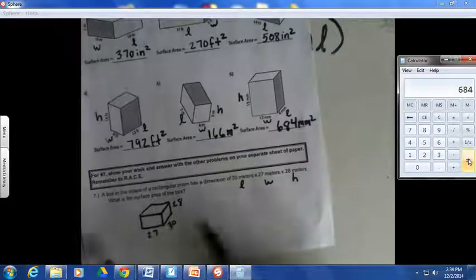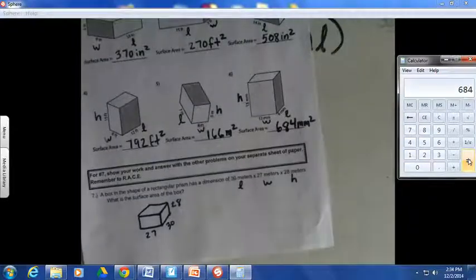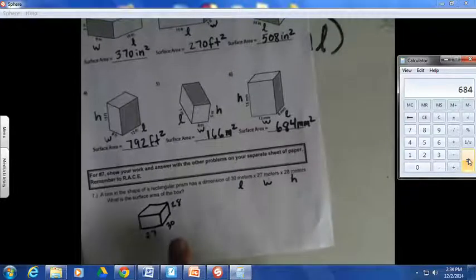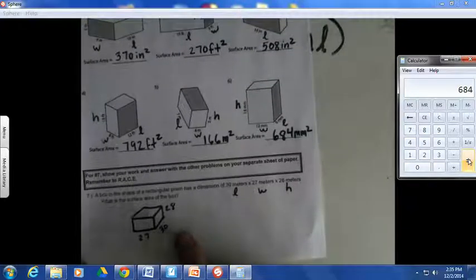Alright, this problem is the same as these up here. So you know how to do these. I'm not going to go through this. Use the same formula. You substitute your numbers, use the order of operations to solve, and you'll get your answer.